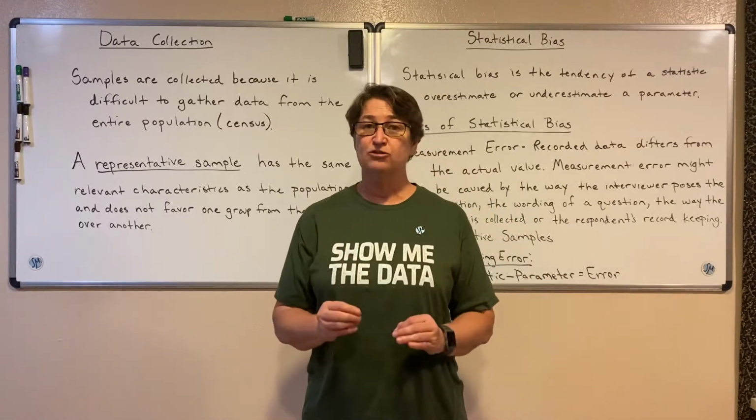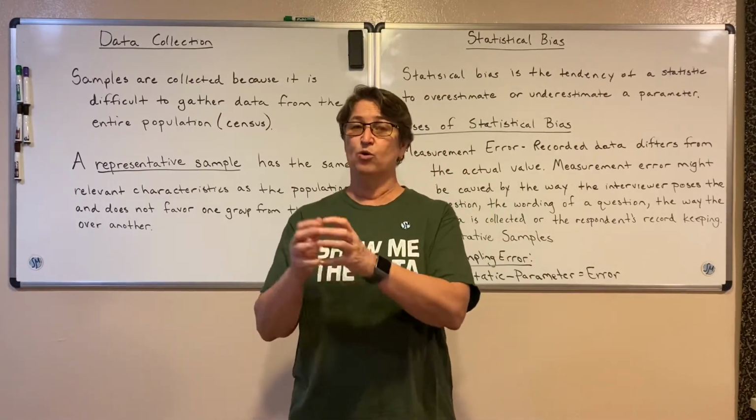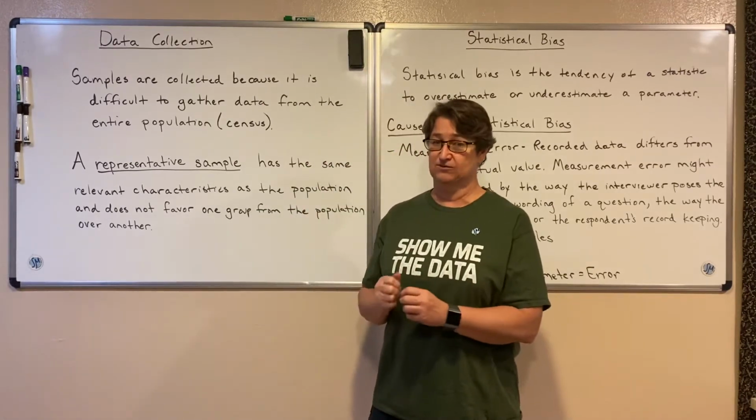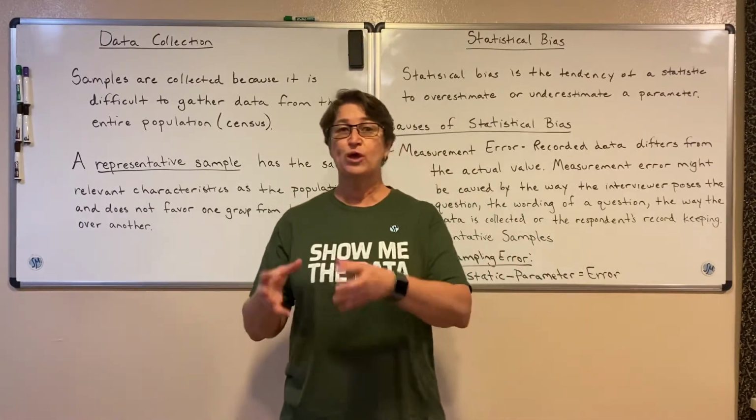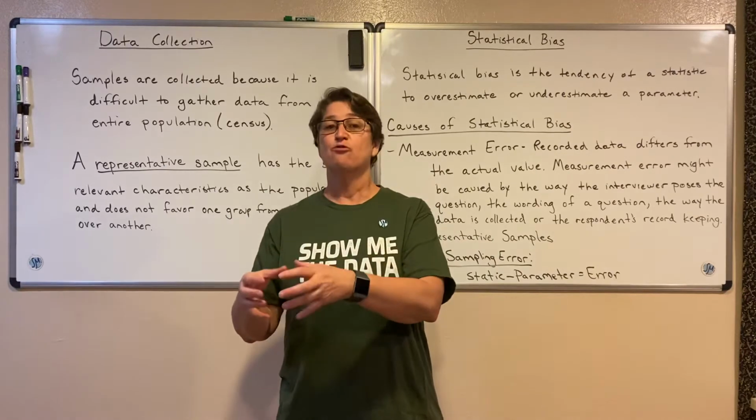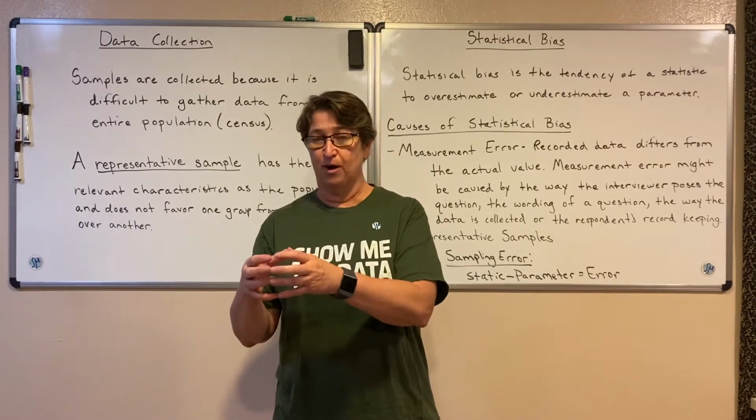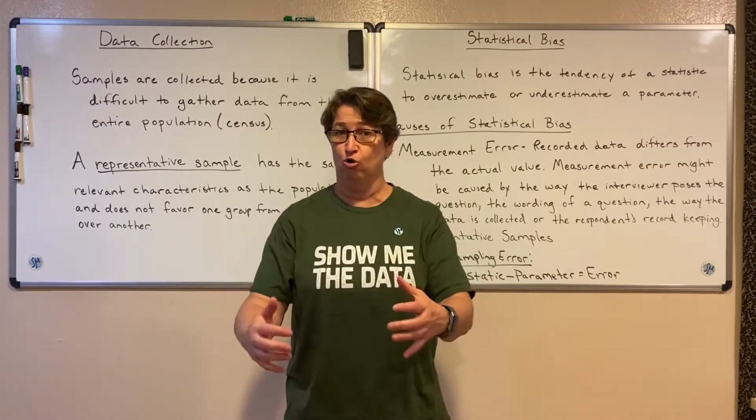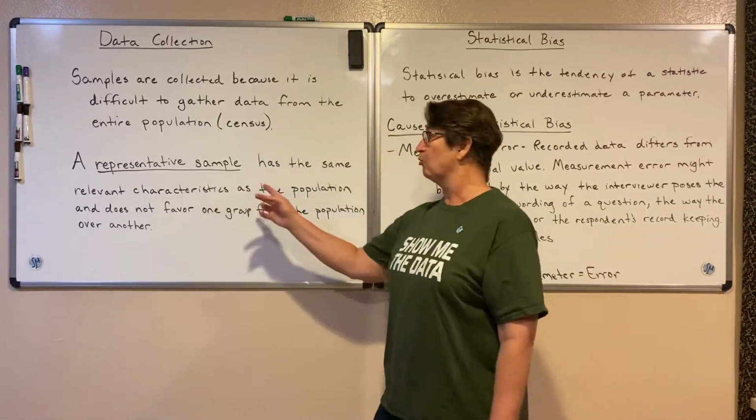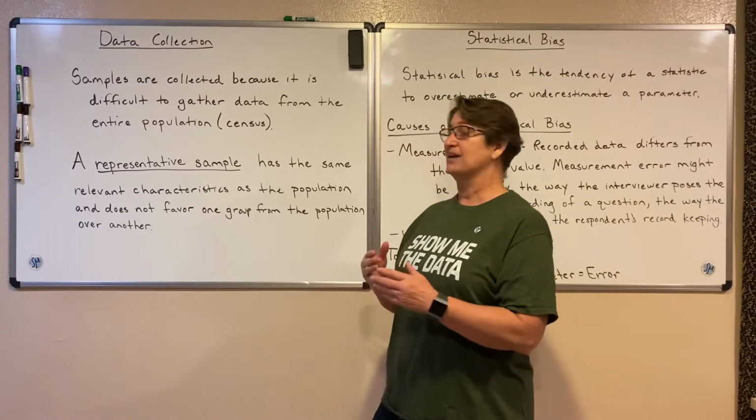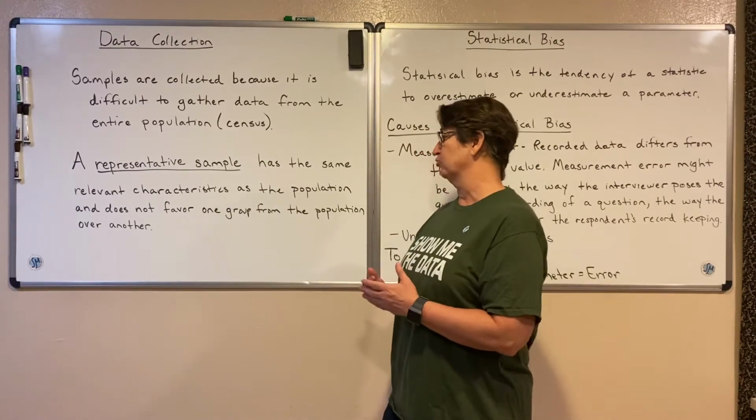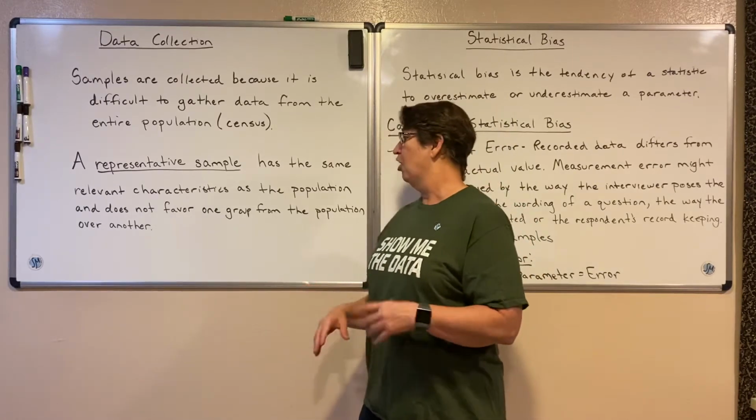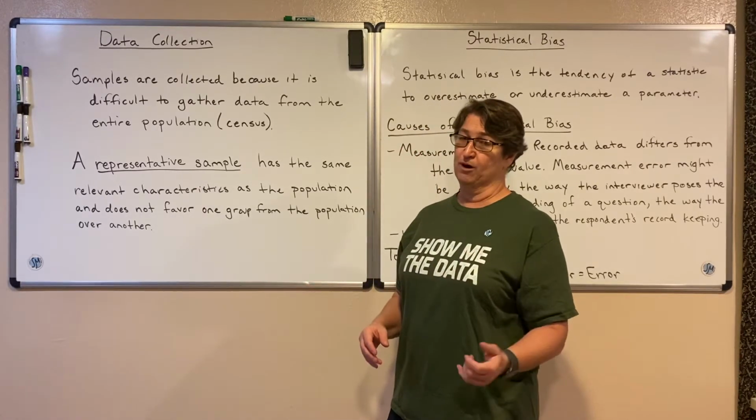What we want when we gather data from a sample is a representative sample. In other words, we want to gather data from a part of the population, from a sample that looks like the whole population. So a representative sample has the same relevant characteristics as the population, and it doesn't favor one group from another group of the population.